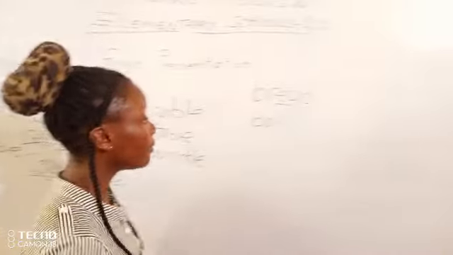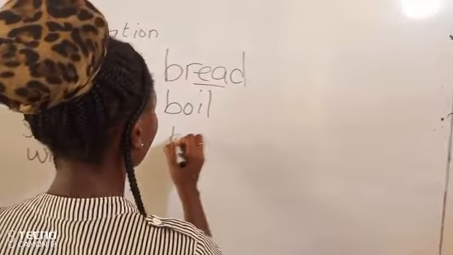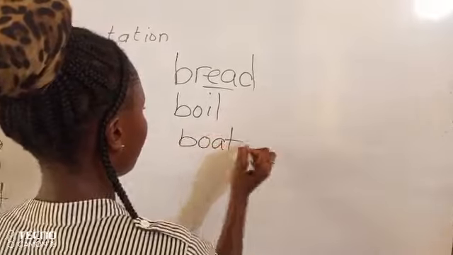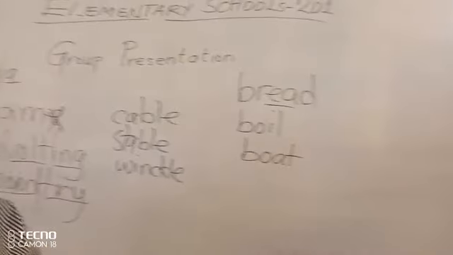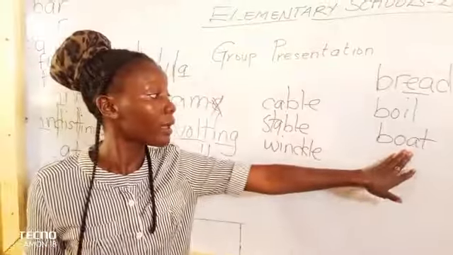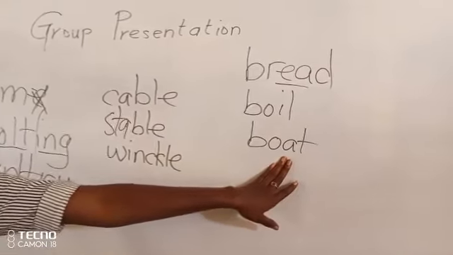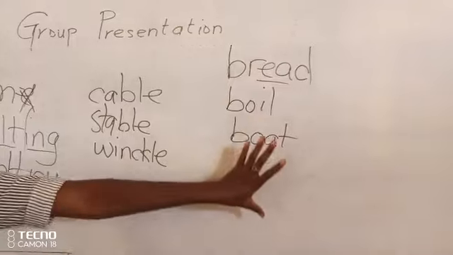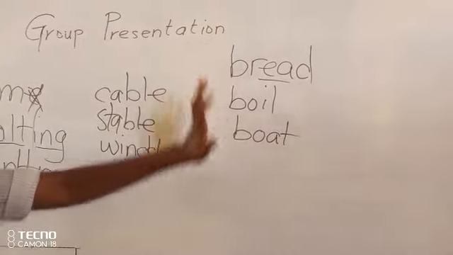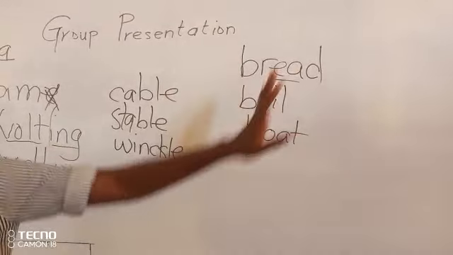We gave an example of the long sound. B-O-A-T, boat. You also have a vowel team here. O-A is a vowel team making a long O sound, boat, and it's a single syllable. So all of these words are just one syllable words, but you have two vowels in them.